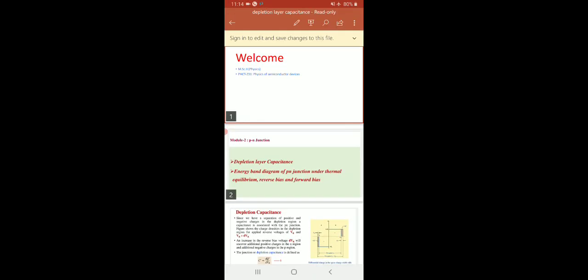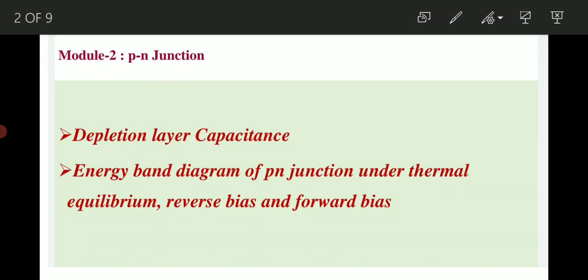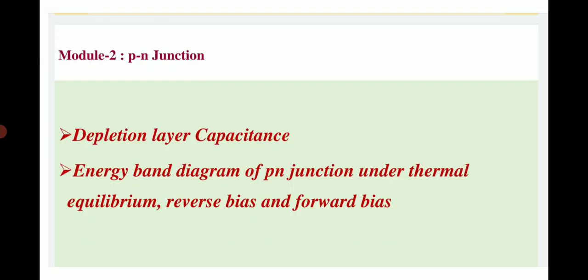These 3 points will be covered. That is the depletion layer capacitance, energy band diagram of PN junction under thermal equilibrium and reverse bias and forward bias. In the next video, we will cover the next point.